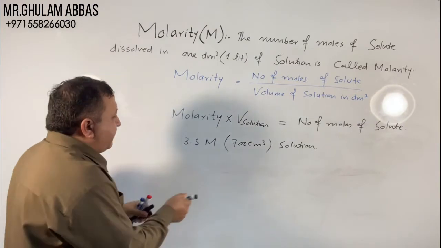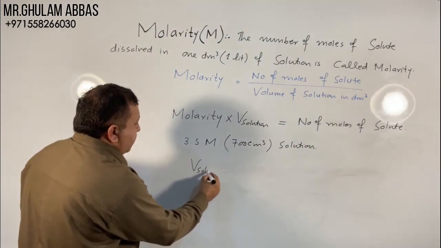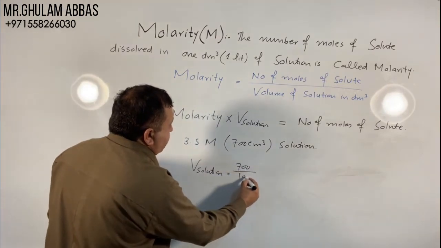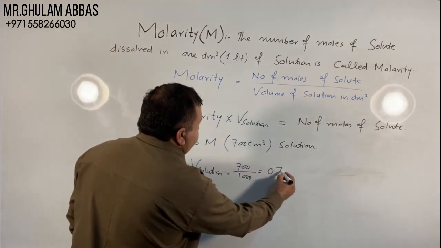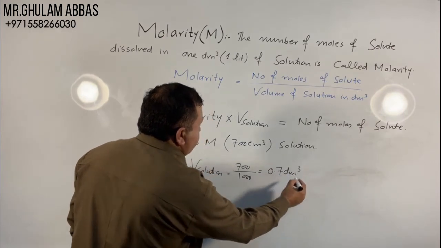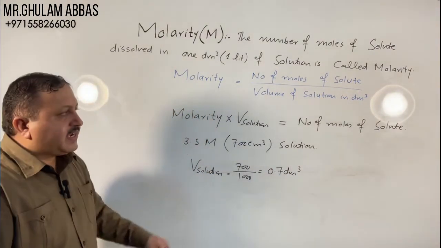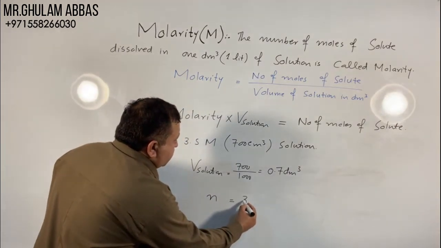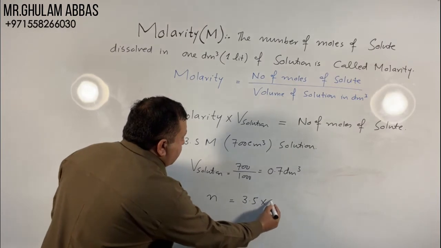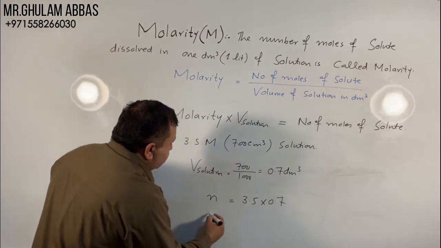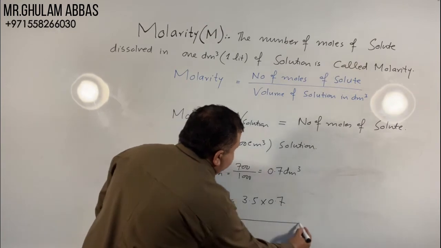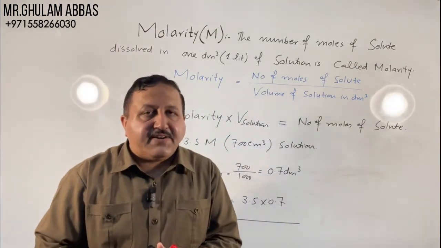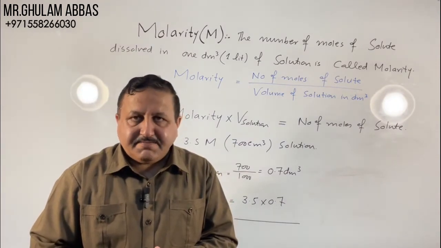And we will convert the volume of solution. Volume of solution is equal to 700 divided by 1000. It is equal to 0.7 dm cube. After this, I can calculate the number of moles. Number of moles is equal to 3.5, the molarity, times 0.7, the volume. So the number of moles can be calculated by using this formula. This is the application of the concept of molarity.